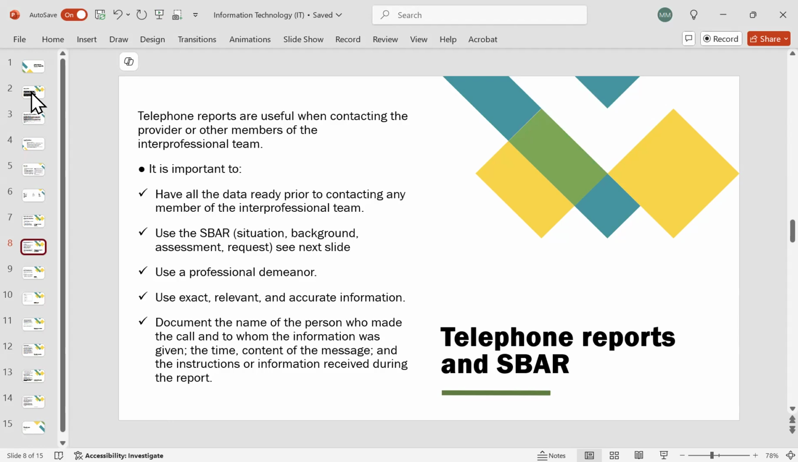So SBAR: situation, background, assessment, request. Okay. So it makes it easy. This way you have right in front of you what you are calling about. Hi, doctor, this is Mary, and I'm the nurse taking care of patient Mrs. so-and-so in room so-and-so. Her primary diagnosis is such and such. Here's what's going on right now. She has a history of such and such, right? Allergic to. So you're giving all the information. And then at the end, here's what I need from you. Could you please give me an order for such and such, right?